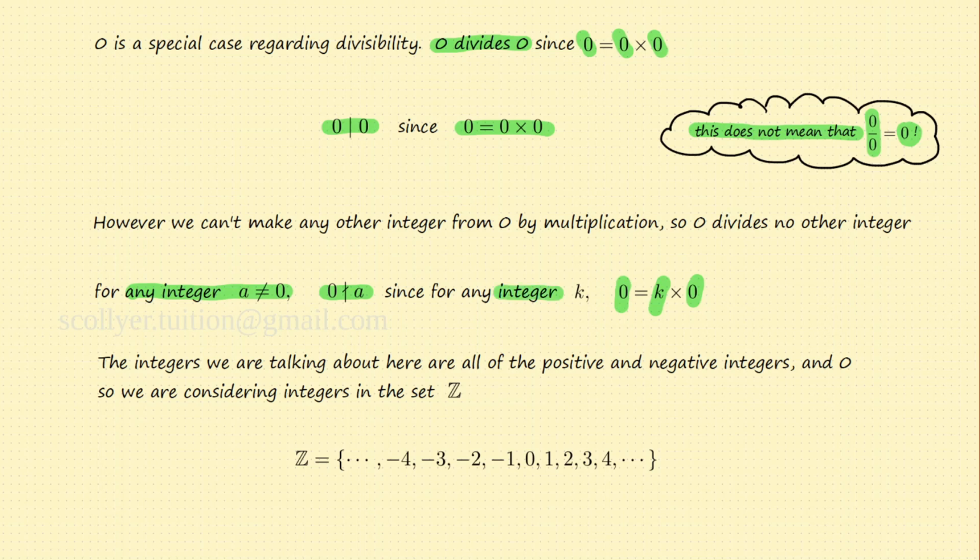Now, when talking about integer divisibility, the term integer refers to all of the positive and negative integers and 0. So, in other words, we are considering integers in the set Z, which we can write in list notation as follows.